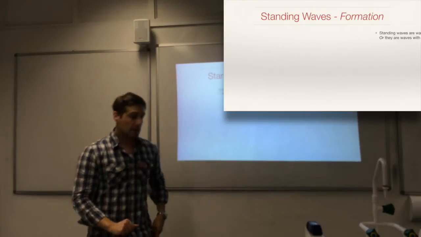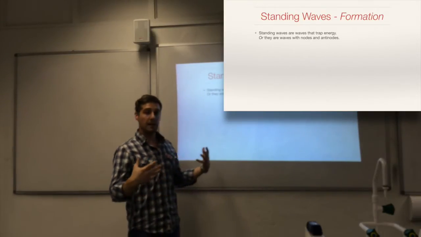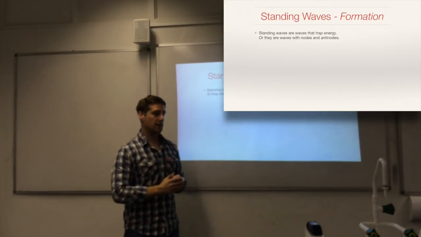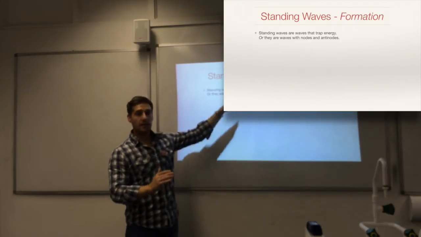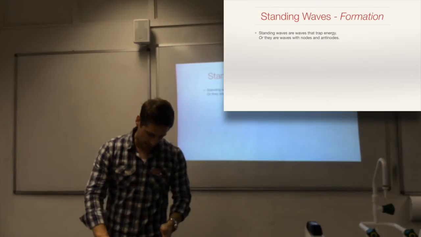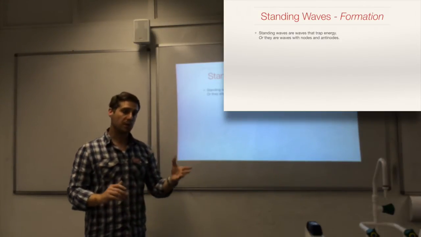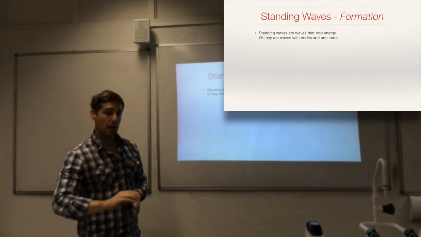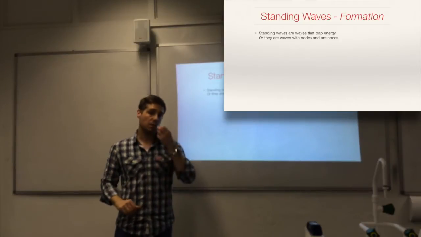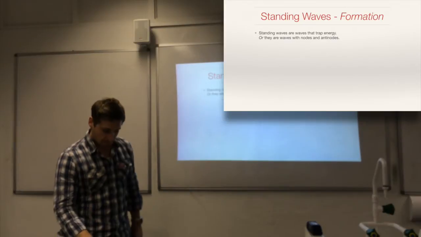So if we start off then, standing waves are waves that trap energy, and the places where they trap energy we call antinodes, and we'll look at what antinodes are later on. You can say that they're waves that trap energy, or you can say they are waves that have nodes and antinodes. As I go through how the standing waves are formed, I will be using transverse representations of the wave because they're easy to understand. But that doesn't mean that standing waves can only be formed with transverse waves. They can be formed with longitudinal waves.